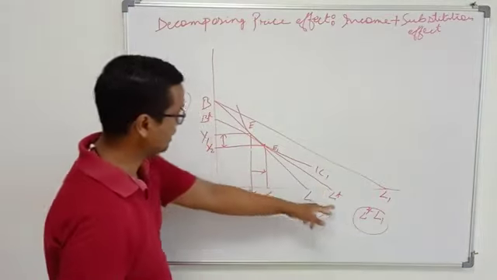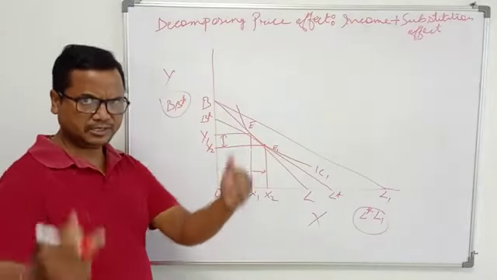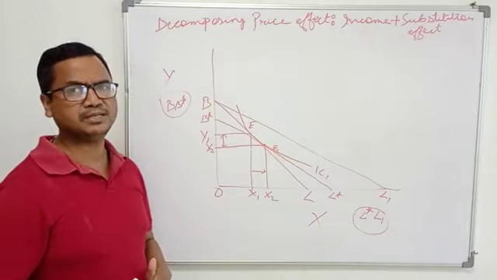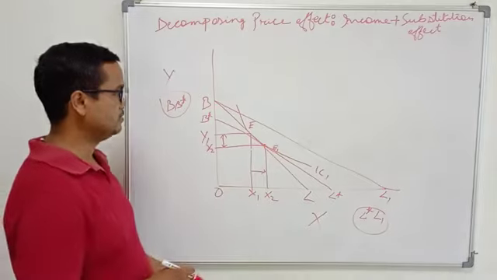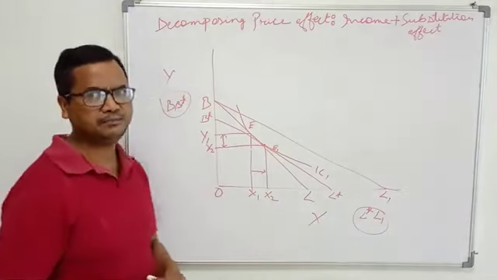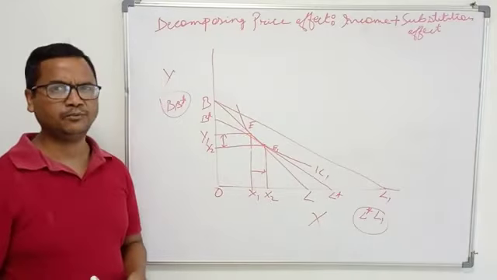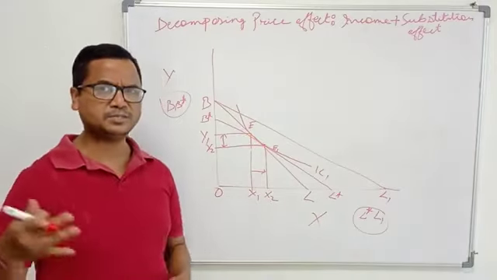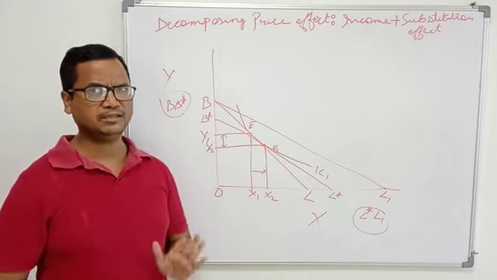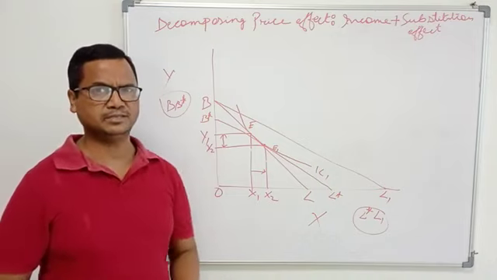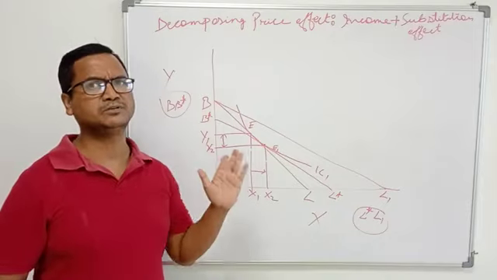Why are we drawing B star L star? We are reducing the real income, which has increased because of the change in the price of X, so we want to nullify it. Ultimately, the consumer will move from point E to E1, where the consumer is purchasing more of X and less of Y. The reason is that since the price of X is reduced, X has become cheaper in comparison to Y good.